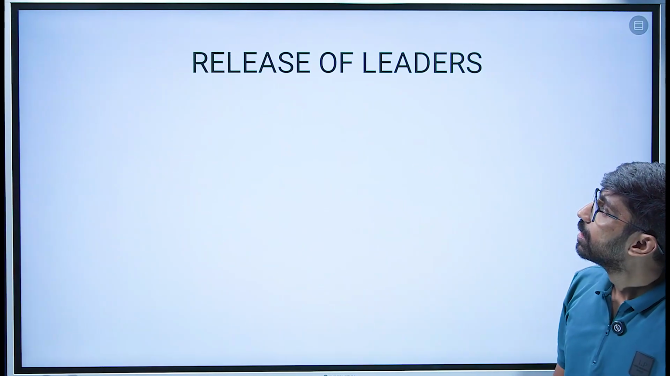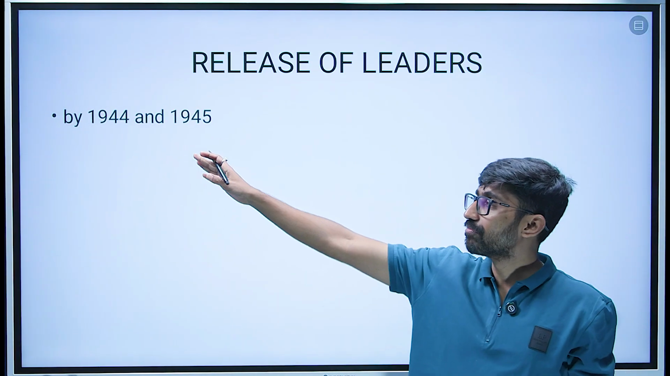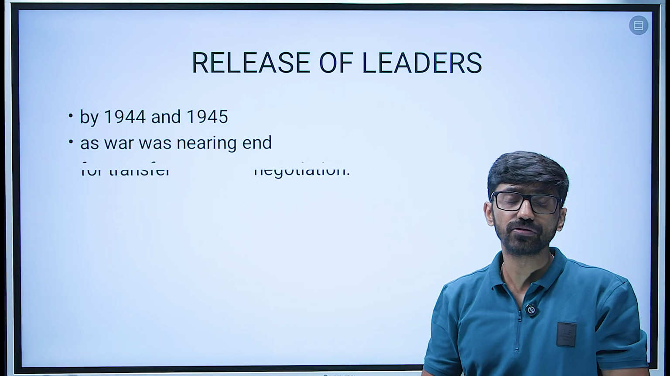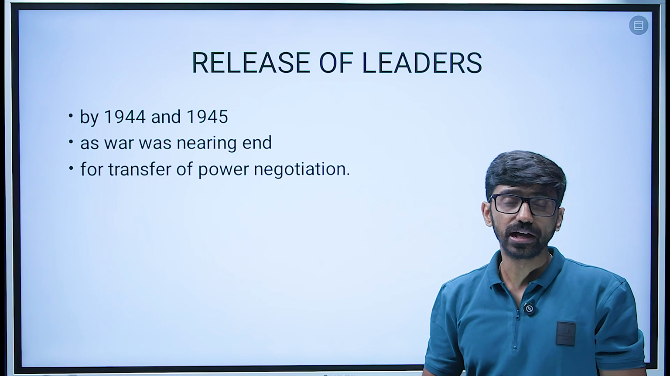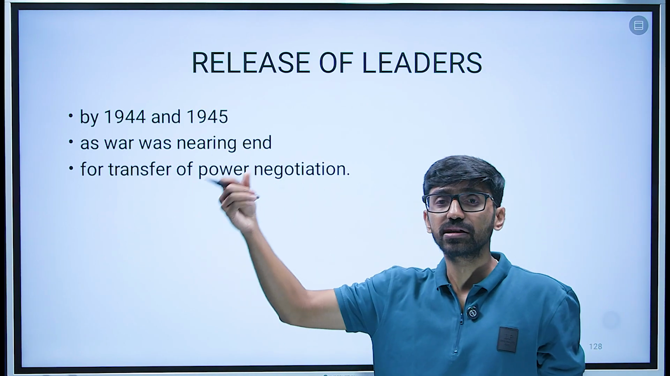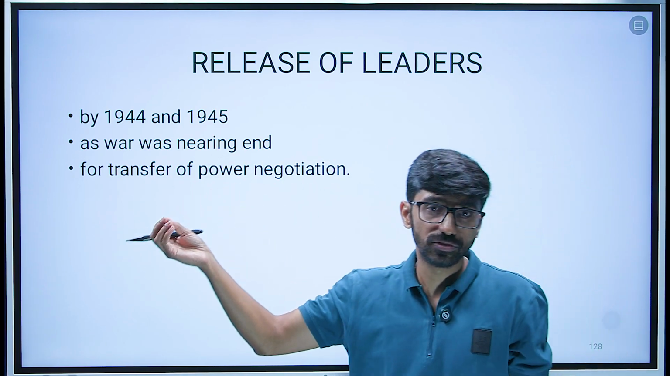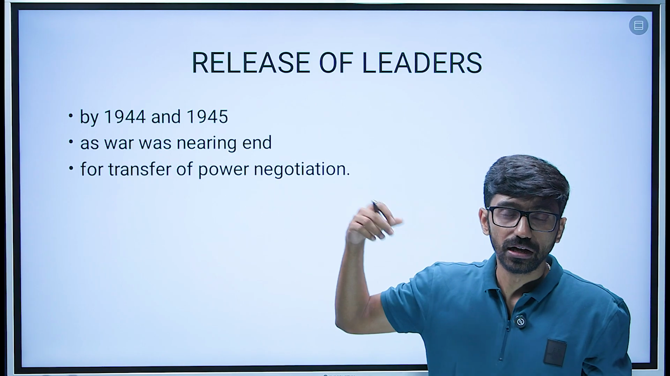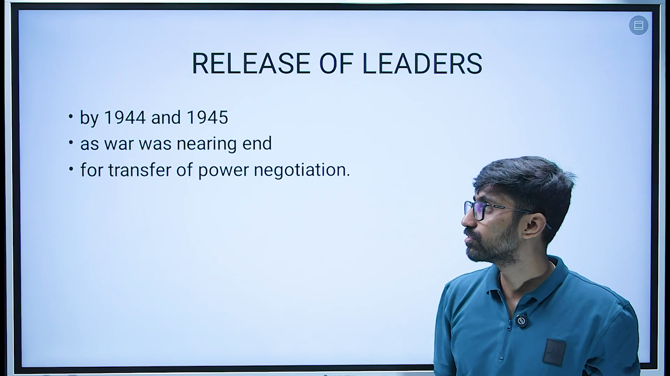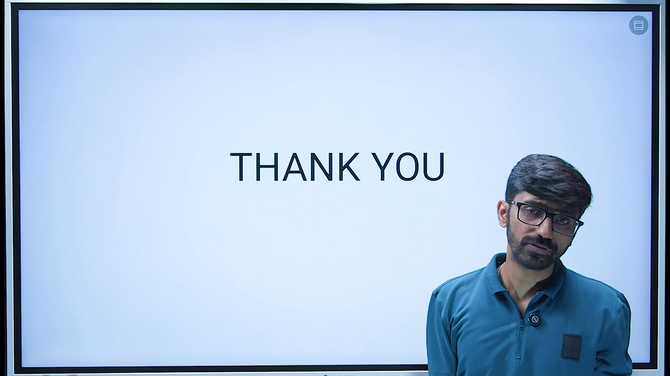Okay. And finally, the release of leaders happened by 1944-1945, for negotiation for transfer of power. The war was also ending: Japan got defeated, Germany had been defeated, Hitler had committed suicide, and Mussolini was hanged by Italians. So the war was coming to an end. For transfer of power negotiation, all the leaders were released.